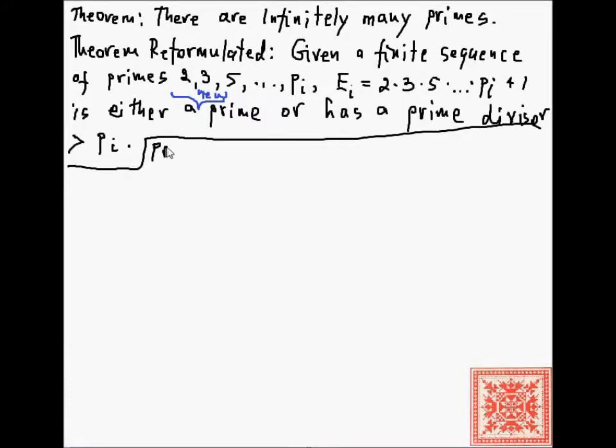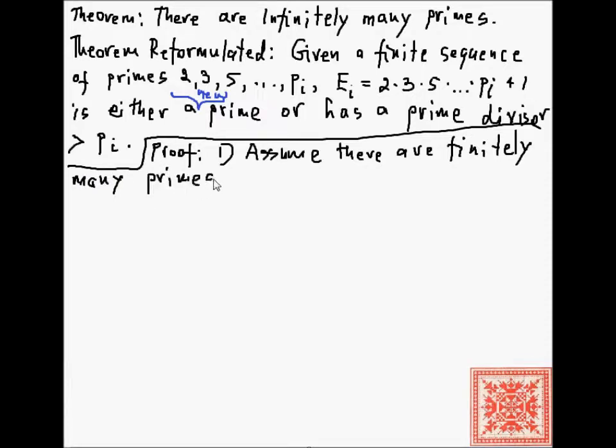Let's see if we can prove this quickly using our number theory factoid. So we're going to use the contradiction method, and assume toward a contradiction that there are finitely many primes. So in other words, the number of prime numbers is finite. Then a direct consequence of that assumption is that there will be some finite enumeration of these primes, beginning from 2 and ending with some largest prime, p sub I.